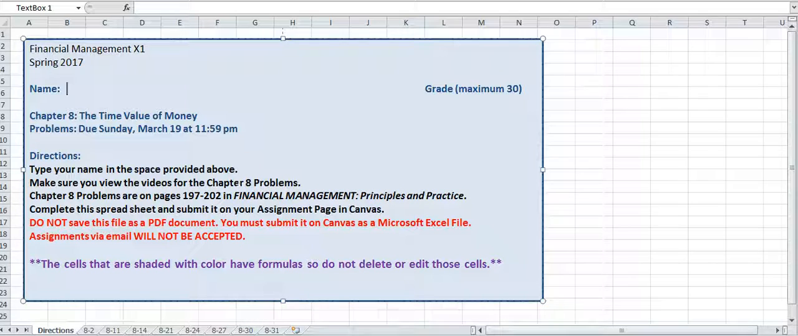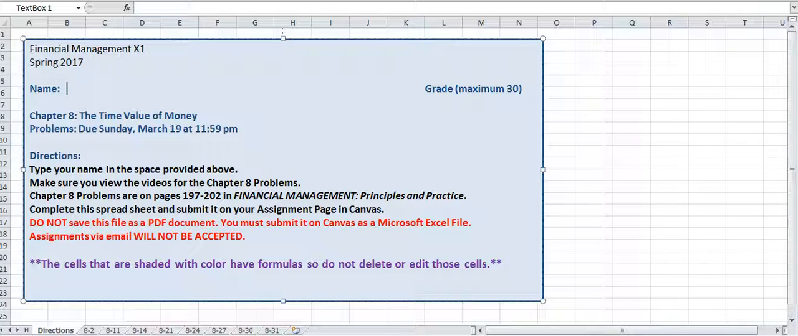You just want to make sure that you save this file as a Microsoft Excel file and submit it as a Microsoft Excel file. These problems in your book are on pages between 197 and 202, and make sure that you don't delete or change anything in the shaded boxes. That's where the formulas are. And once again, if you do mess up the spreadsheet, you can always just download it from the assignment page again and start over. So this is your directions.